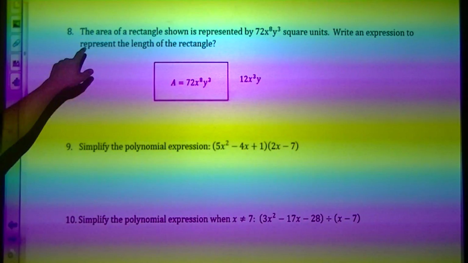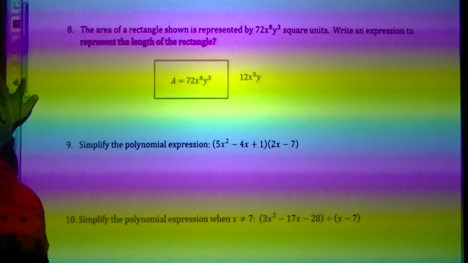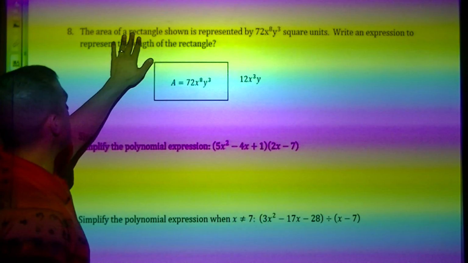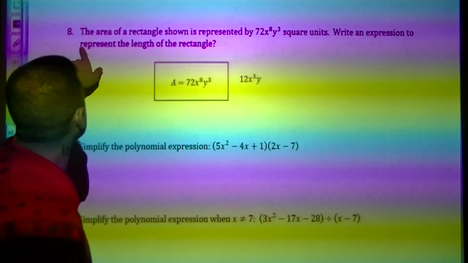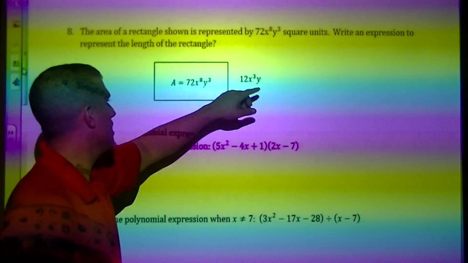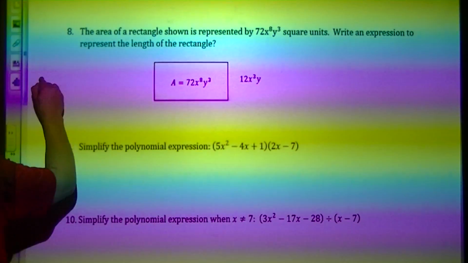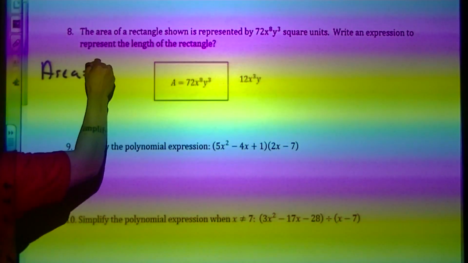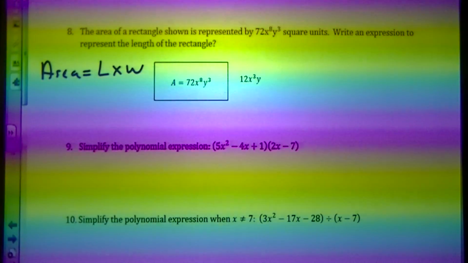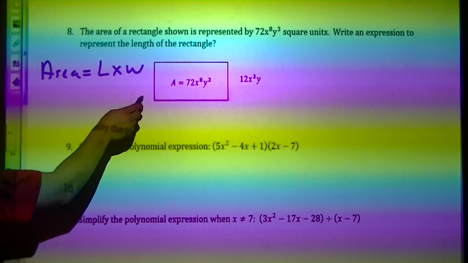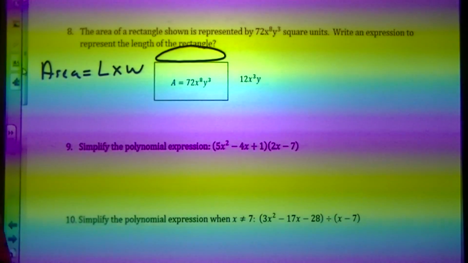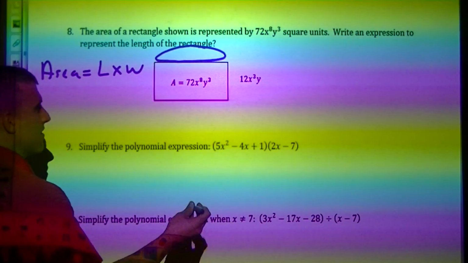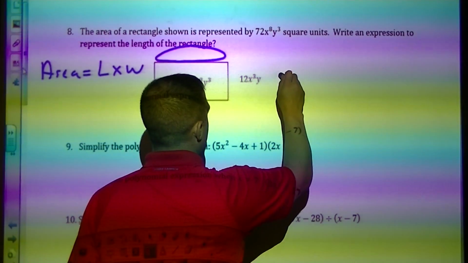Let's go to the second page. It says, let me move this down, that's as low as I can get it. Find the area of a rectangle that's got this, the expression that represents the length. The idea with area is length times width. So I have to figure out what I can multiply by that would give me that. If you want to, you can use a single box.